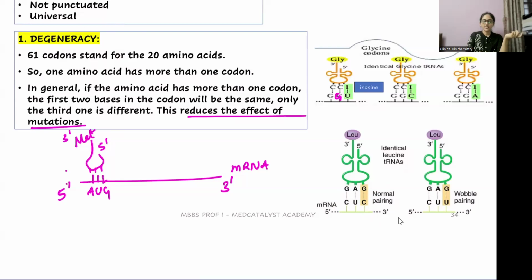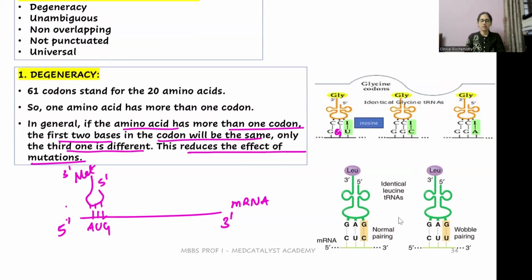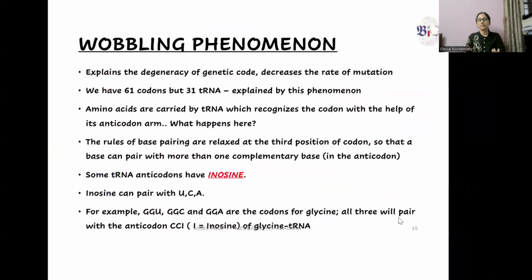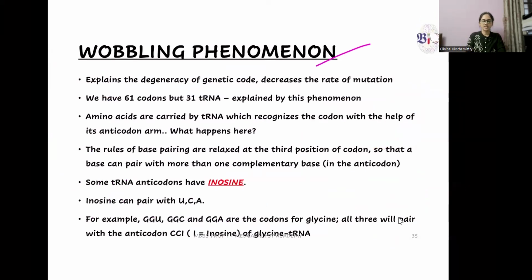Okay, so if the amino acid has more than one codon, the first two bases in the codon will be the same. Only the third one is different. This reduces the effect of mutations. So this is what is about the degeneracy of the genetic code, and this explains the wobbling. This is supported by the wobbling phenomenon. This explains the degeneracy of the genetic code and decreases the rate of mutation.